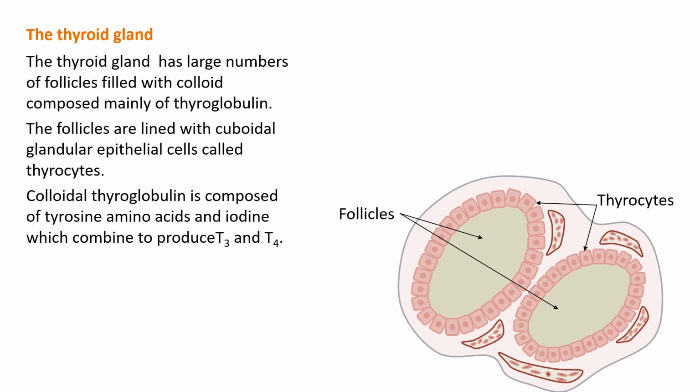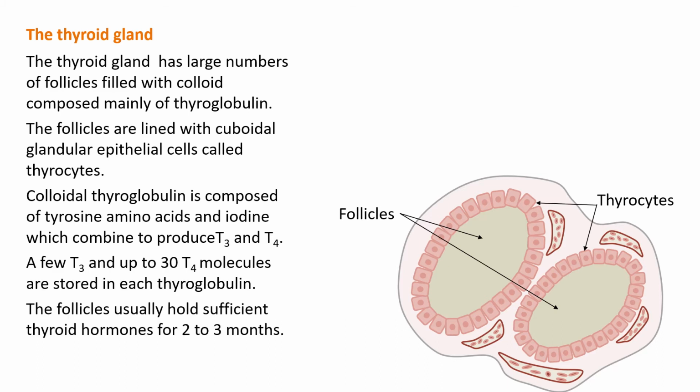And when we talk about the classes of hormones, we'll be talking about thyroid hormones as derivatives of tyrosine, also known as amine hormones. So we have tyrosine amino acids and iodine to combine to produce T3 and T4. T3 has 3 iodines, T4 has 4 iodines. A few T3 only, but up to 30 T4 molecules are stored in each thyroglobulin, and the follicles themselves usually hold sufficient thyroid hormones for up to 2 to 3 months. And this is often why any hypothyroid condition is insidious in onset. It's a slow onset because we have these large stores.